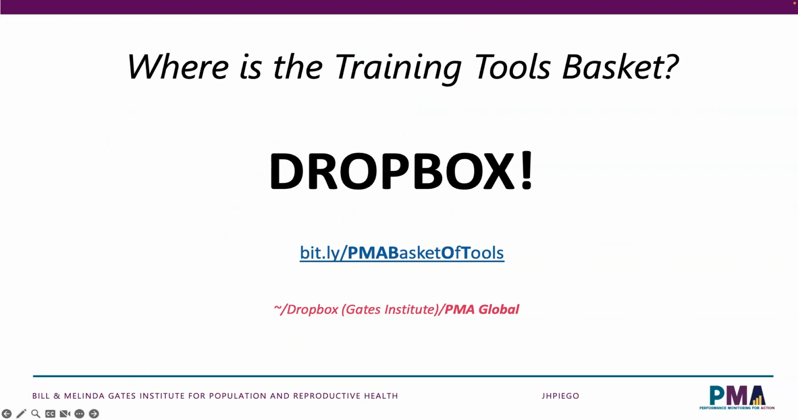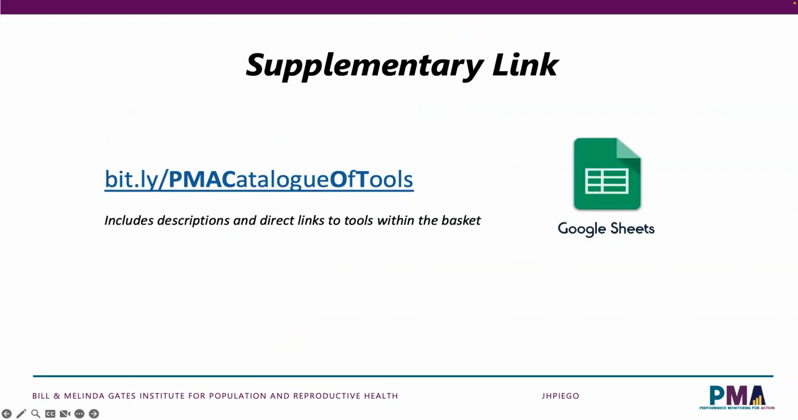If you do not, please reach out to your supervisor or the survey ops team of the technical unit in Baltimore. And here is a supplementary link to the master catalog of all of the tools in Google Sheets. In this link, we have all of the tools written out and organized by folder and code, with links to where these tools exist within the basket in Dropbox and a short description about the tool. There's also an introduction that contains information about the coding system used in the basket of tools.